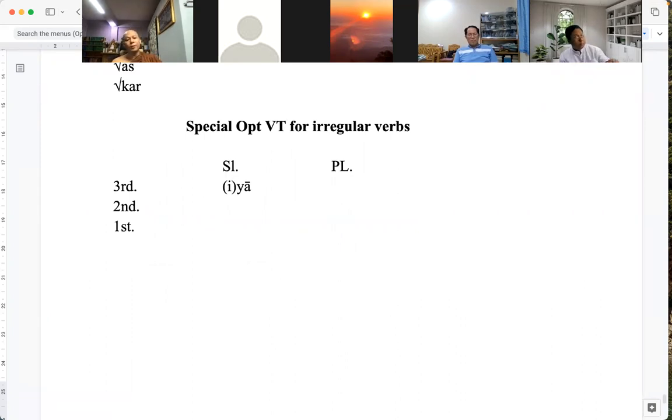So ya, okay. And then for plural, also yo, for special. And then sometimes it is inserted. Ya, yo. The same way for the second person singular. So it is inserted. So ya si, or ya si.